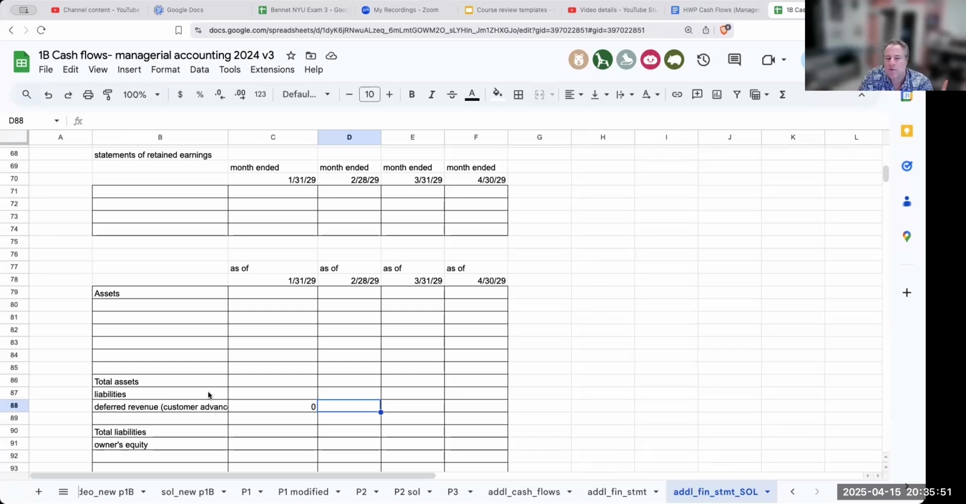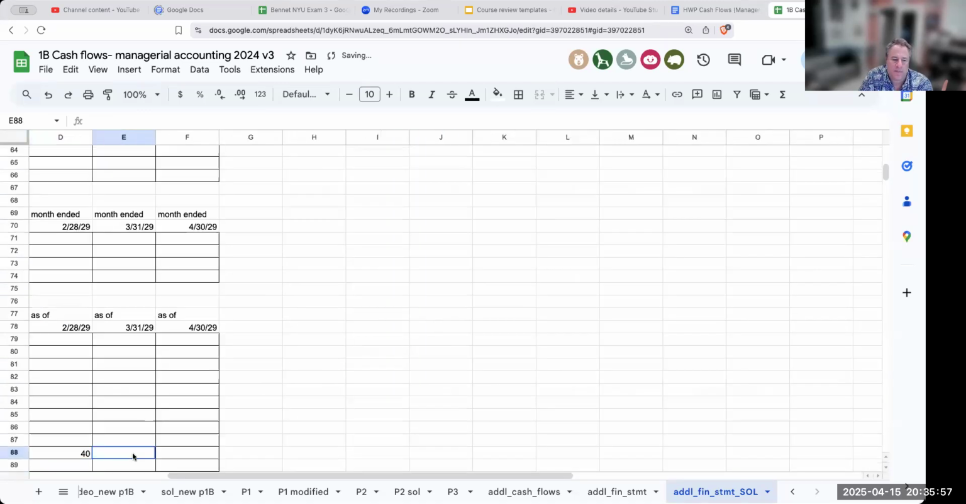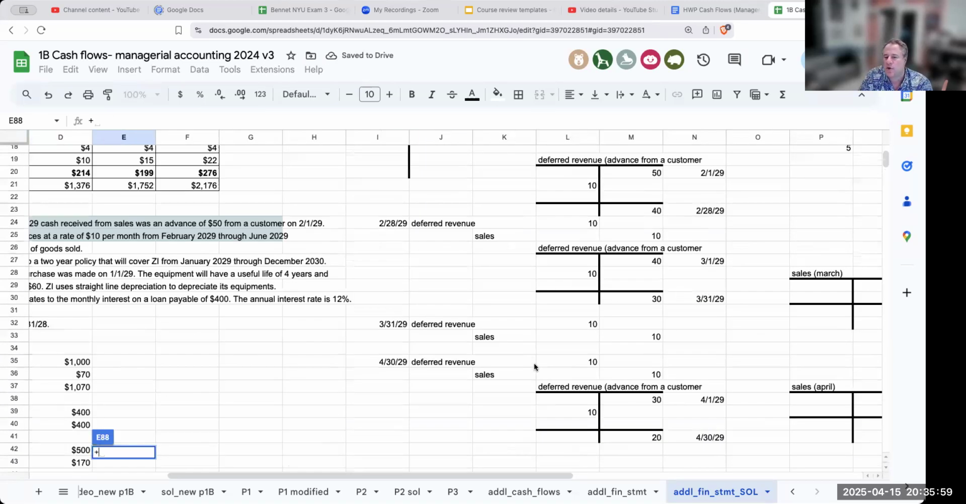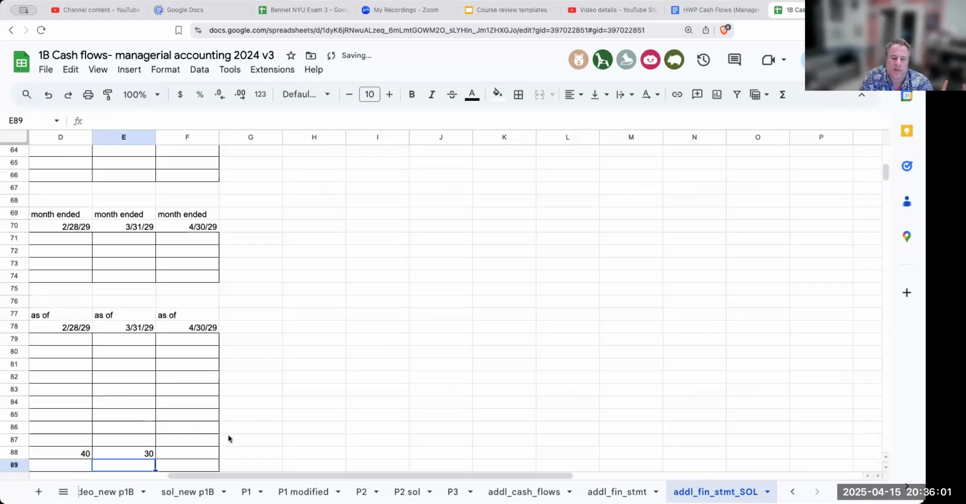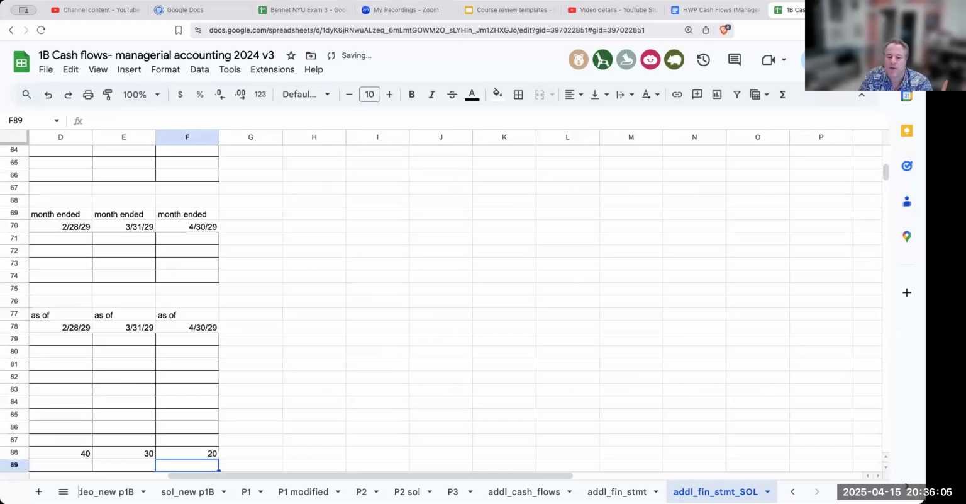because I did not receive that revenue until February 1st. My ending balance of the deferred revenue on February 28th is going to be at 40. My ending balance on March 31st is going to be at 30. And my ending balance on April 30th is going to be at 20.